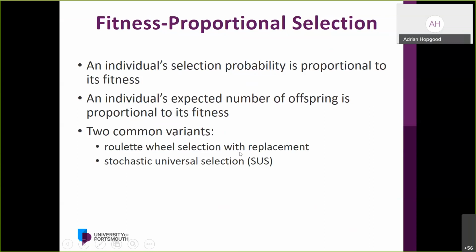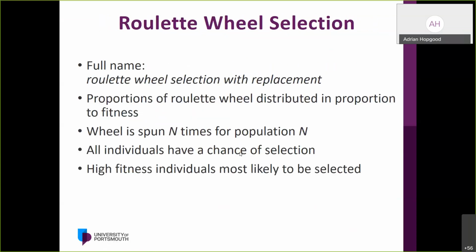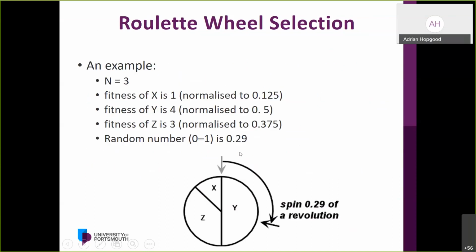I'll briefly explain those. So roulette wheel selection with replacement, you have this idea of a roulette wheel and you distribute shares of the roulette wheel according to fitness. Let me go straight to the example. Just suppose, in a very simplified example, we have a population of 3. In a real genetic algorithm, you'd have many more than that, but just to present the concept. I'll call them X, Y, and Z, and they've got fitnesses of 1, 4, and 3.